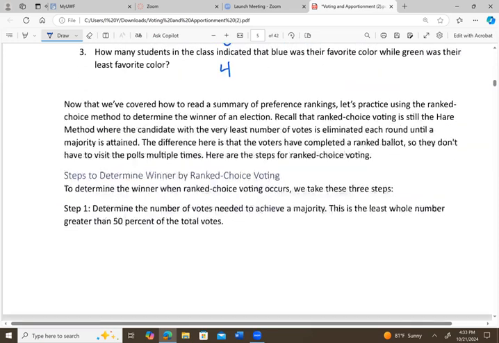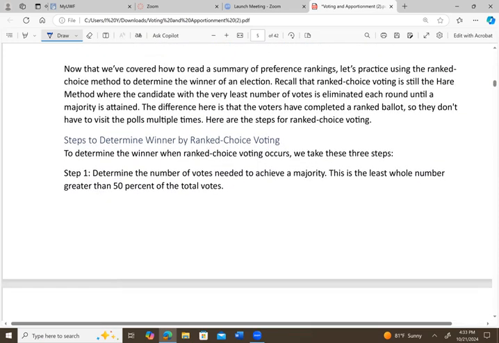Now that we've covered how to read a summary of preference ranking, let's practice using the ranked choice method to determine the winner of an election. Recall that ranked choice voting is still the Hare method, where the candidate with the very least number of votes is eliminated each round until a majority is obtained. The difference here is that the voters have completed a ranked ballot, so they don't have to visit the polls multiple times. Here are the steps for ranked choice voting.